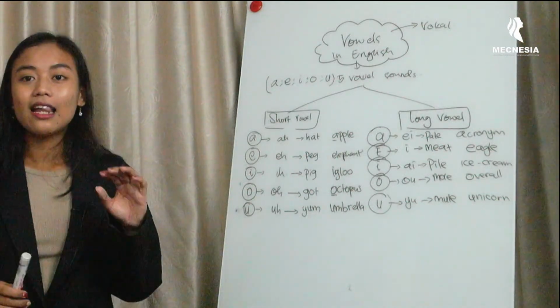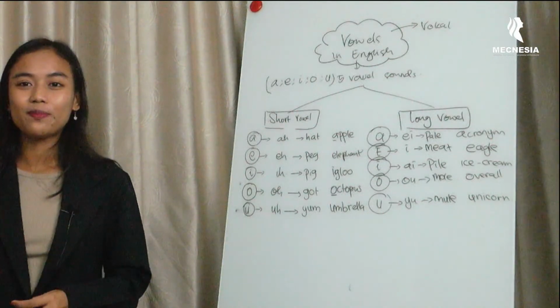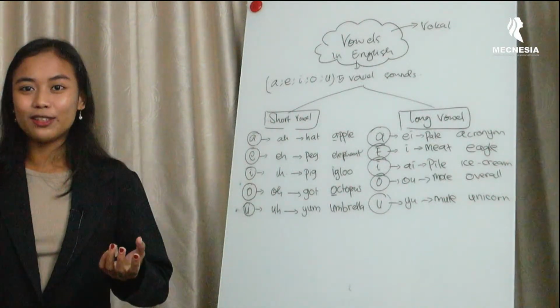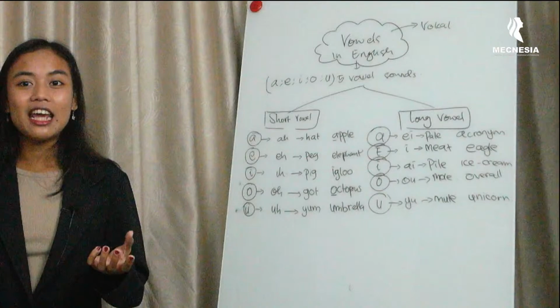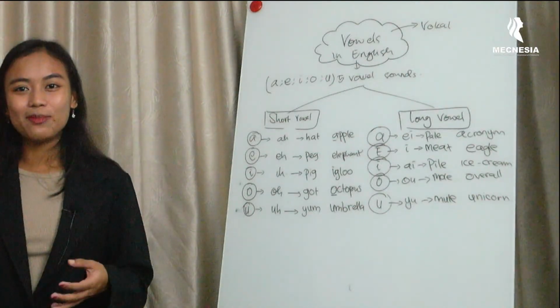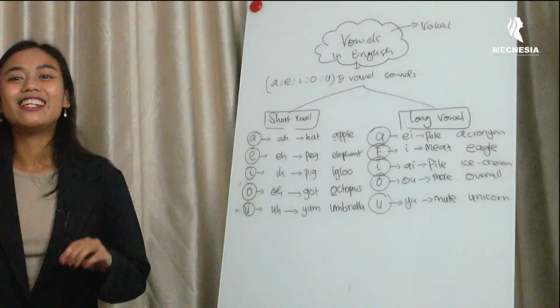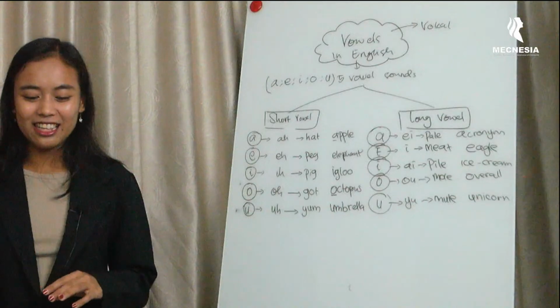Next is neighbor. Neighbor. Let's combine it. Neighbor. Now let's try it together. Neighbor. Neighbor means tetangga. Jadi neighbor itu artinya tetangga.